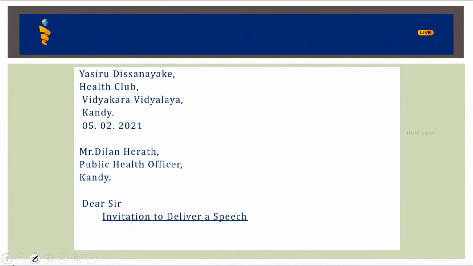Right? Then the date, 5th February 2021. Then the address of the recipient or the receiver, Mr. Dilan Herath, and the designation, the title, Public Health Officer, Kandy. That is the name and the designation of the receiver of this letter.